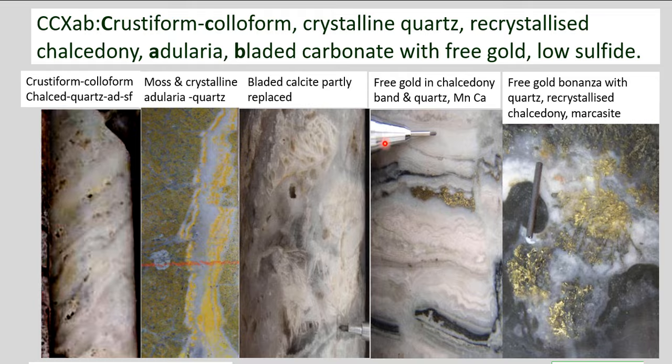The next one has the nice crustiform banding with the manganocalcite, and there's chalcedony and quartz with a beautiful band of gold in it. And the right-hand one is the bonanza sample, where you have all that gold with the quartz and chalcedony. Okay, so calcite dominant with nice bands with free gold, chalcedony and quartz, nice bands with adularia, blades, and free gold as well. Next one.